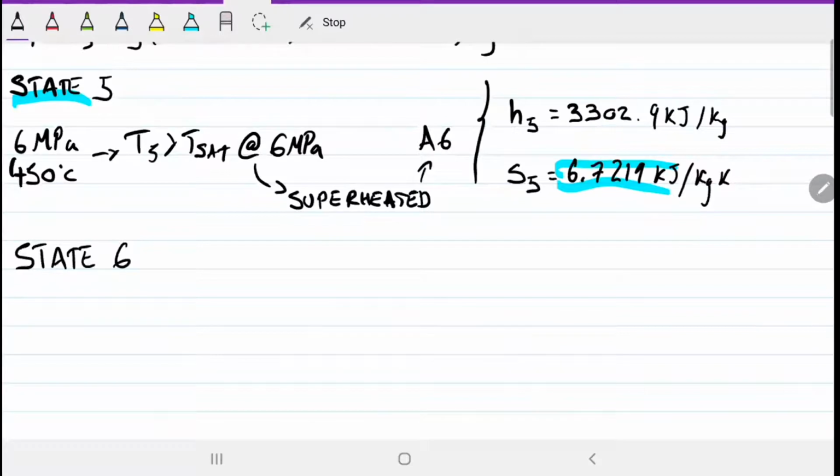In state 6, we know two things. We know this guy is at 400 kilopascals, and we also know S6 equals S5. Okay, so let's do it together. Let's grab our property tables and have a look.